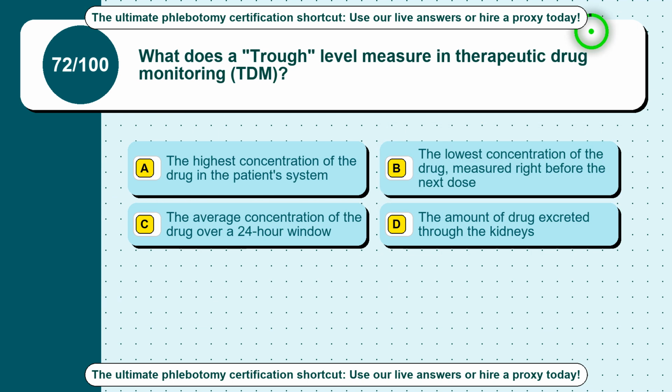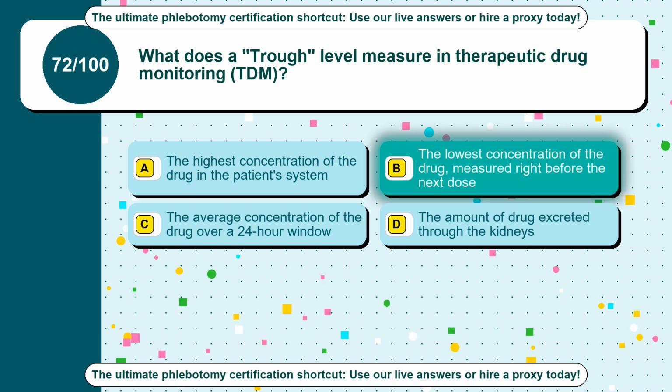Question 72. What does a trough level measure in therapeutic drug monitoring, TDM? Option A, the highest concentration of the drug in the patient's system. Option B, the lowest concentration of the drug, measured right before the next dose. Option C, the average concentration of the drug over a 24-hour window. Option D, the amount of drug excreted through the kidneys.